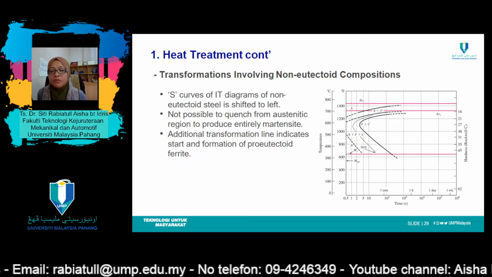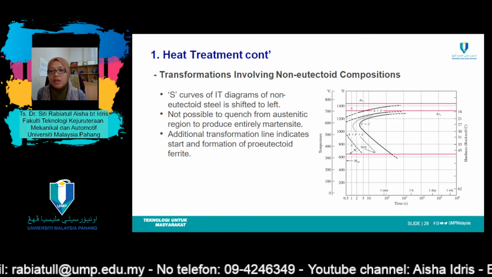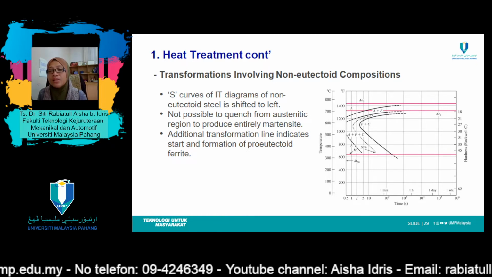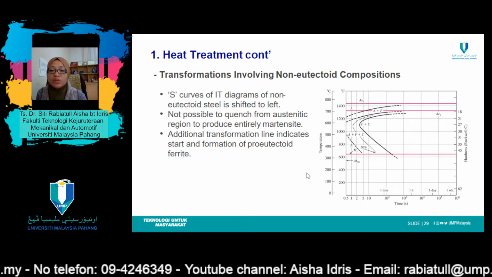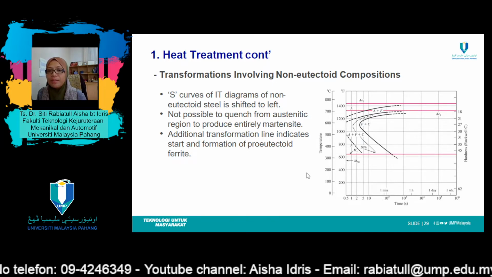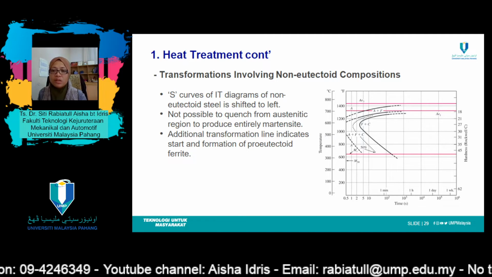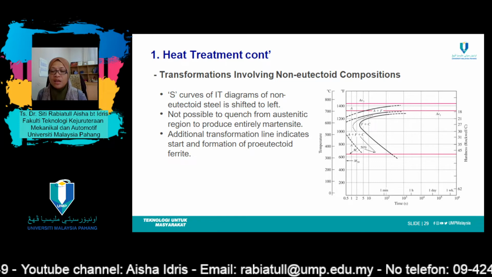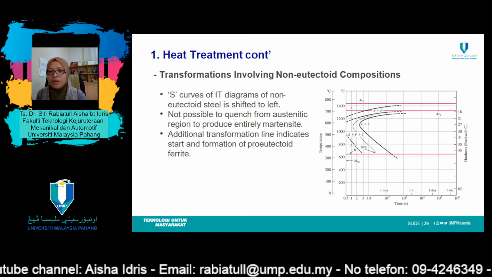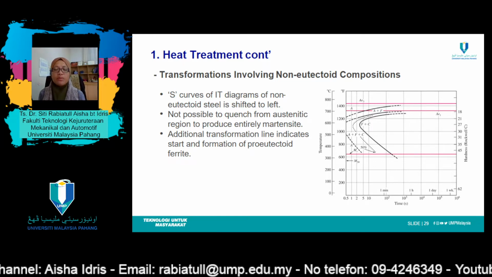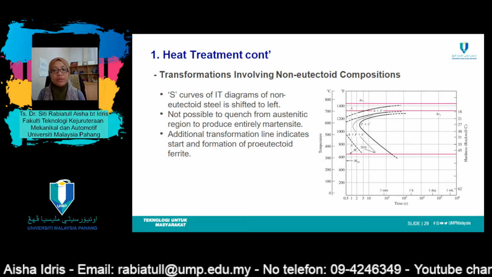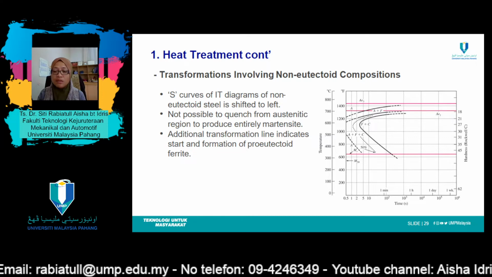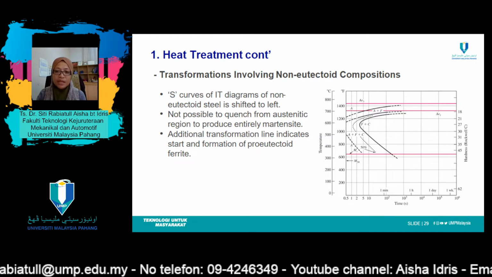For phase transformation involving non-eutectoid composition, the S curve moves to the left. So for this case, it is impossible for us to quench from the austenite region to form the martensite phase. That's why we always refer to eutectoid composition only if you want to change the steel into martensite microstructure.